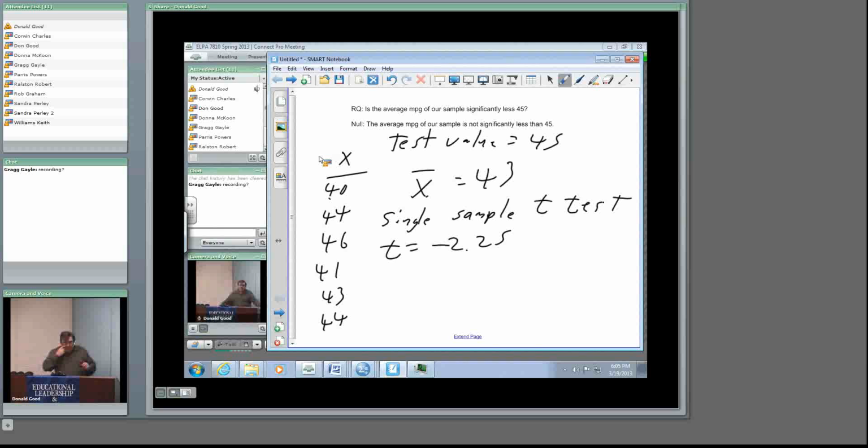Okay, now, we said our question is, is it less than? That means it's directional or one-tailed. So which half of that page do you think we're going to use? Yes, that's a directional test. I left out the word then, I realize. But that's okay.